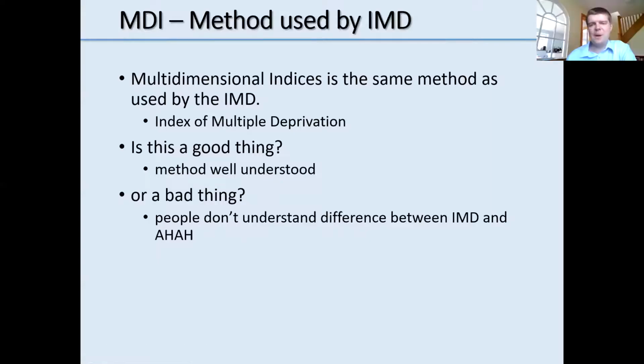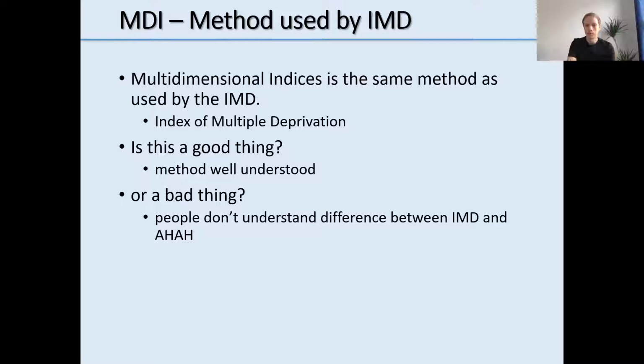Okay, moving on to the next section. We've touched on the fact that the multi-dimensional indices framework is the same one used by the Index of Multiple Deprivation, which in the UK is quite a widely known measure of deprivation, used by local and central government for a whole host of things. Can we say a little bit about whether it's a good thing that you're using a similar method to that, or a bad thing, or a bit of both?